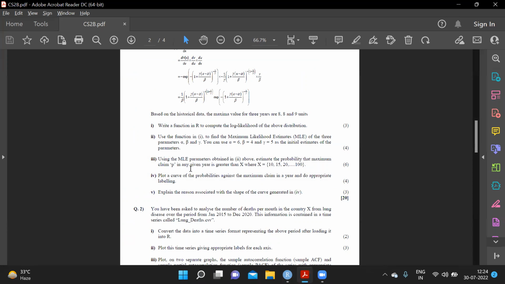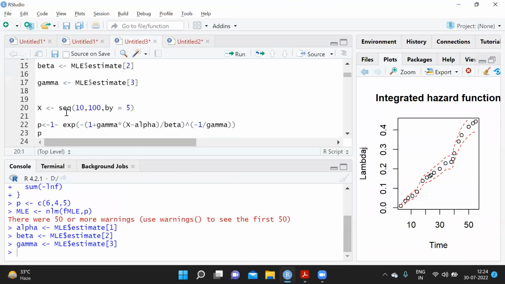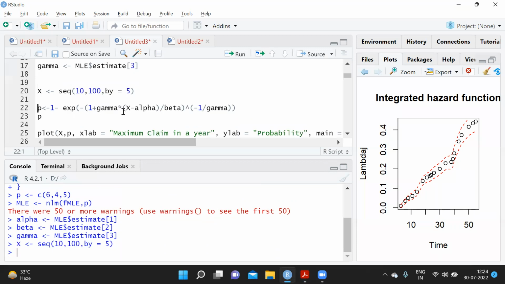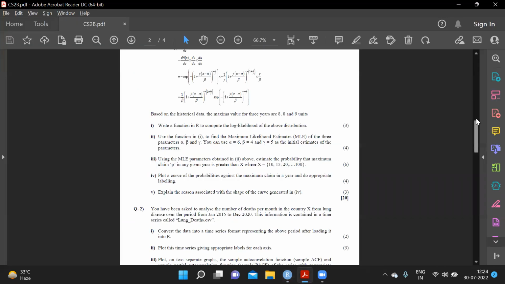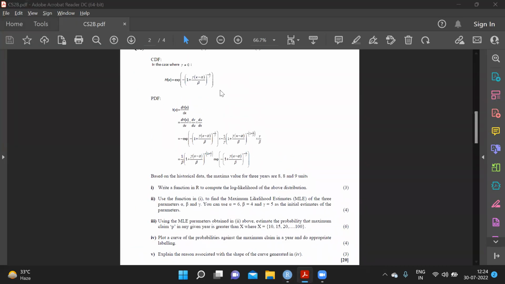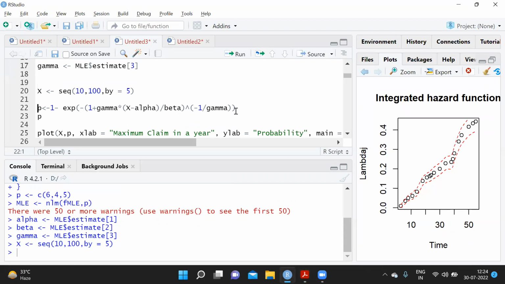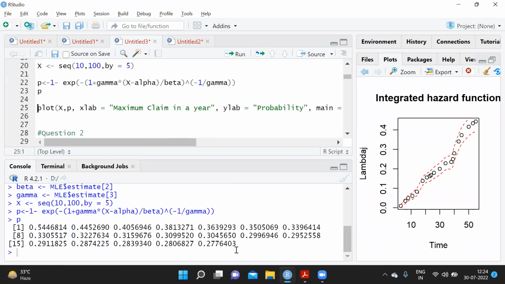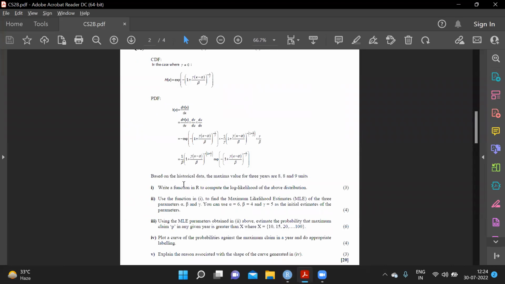Then using the MLE parameters, we need to estimate the probability that a claim in any given year is greater than X. So we create X, which is a sequence from 10 to 100 in steps of 5. The probability P will be 1 minus exp of minus (1 plus gamma...), which is again given in the question for the CDF calculation. So we directly input that, and if you calculate P, you get the probabilities.